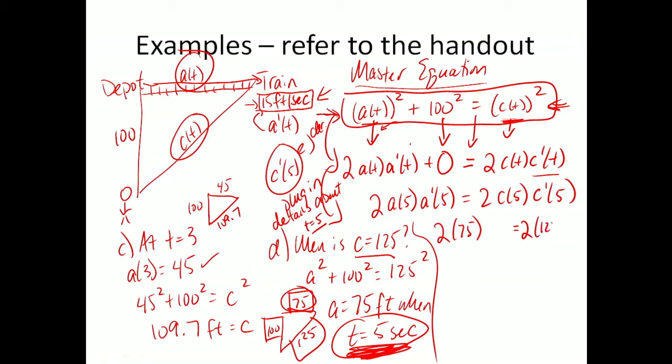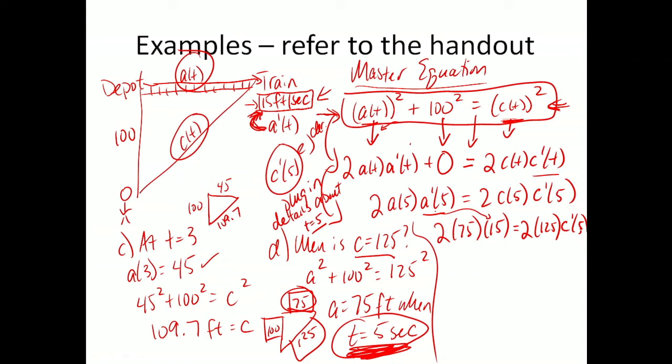It's 125. Now, I don't know what c prime of 5 is, but that's okay, because that's what I'm looking for. So I better know what a prime of 5 is, otherwise I'm kind of in trouble, right? Well, a prime is the rate at which the a side changes. Oh, wait a minute. I know what that is. It's 15. The fact that it's at time 5 versus time 10 or time 20 doesn't make a difference, because the train is moving at a constant speed. So it's always 15.